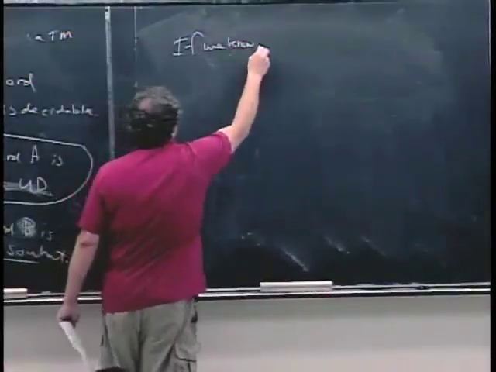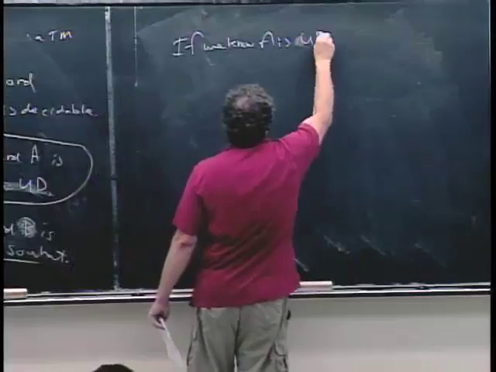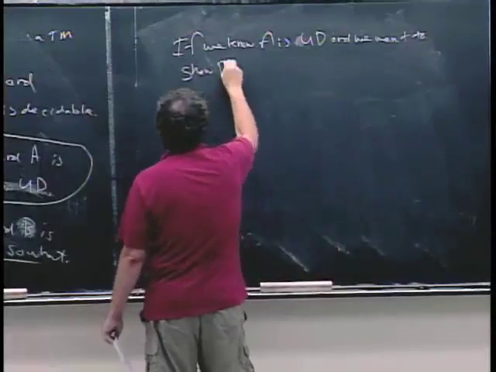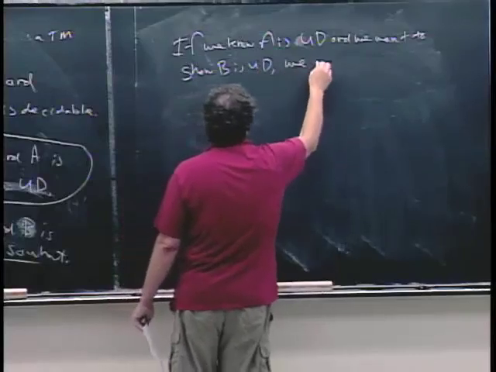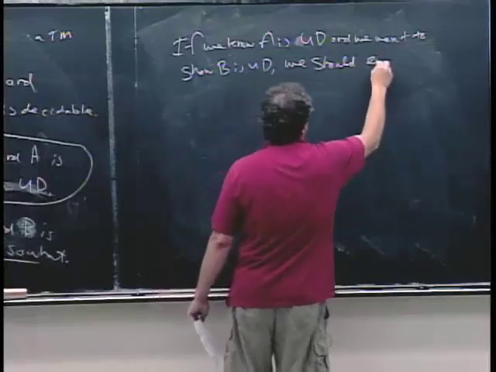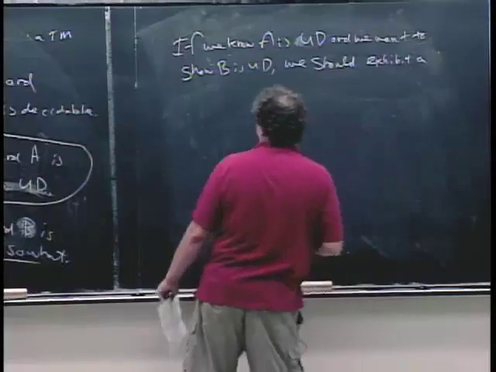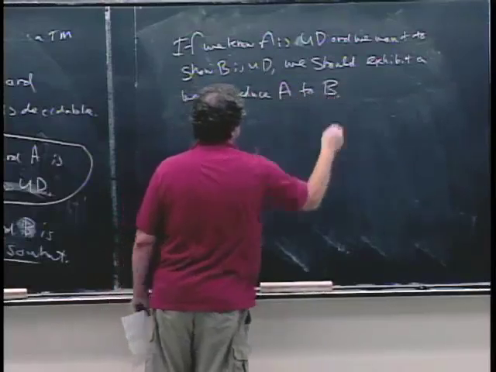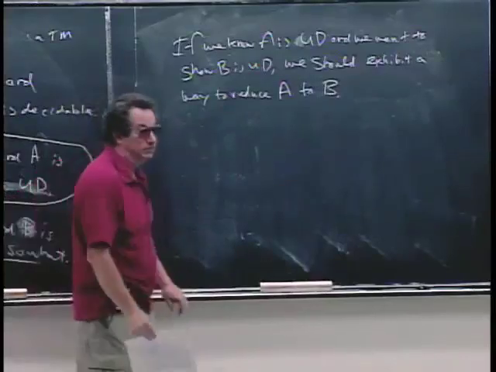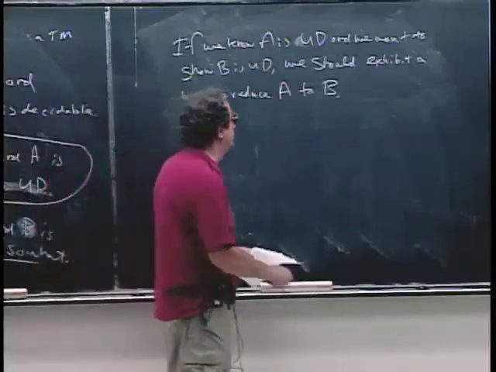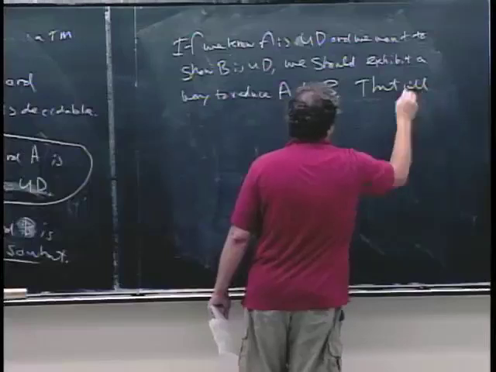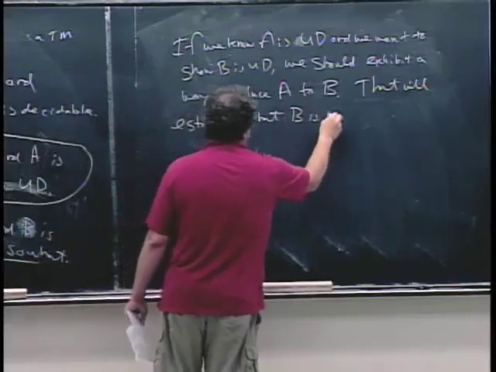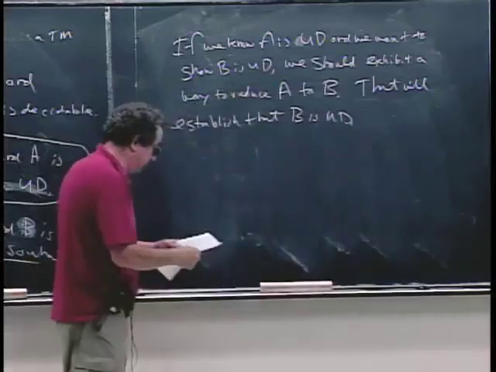If we know A is undecidable and we want to show B is undecidable, one approach that will do that proof is to exhibit a way to reduce A to B. And then, based on this idea, that will establish that B is undecidable. Okay? Okay, so let me do some.